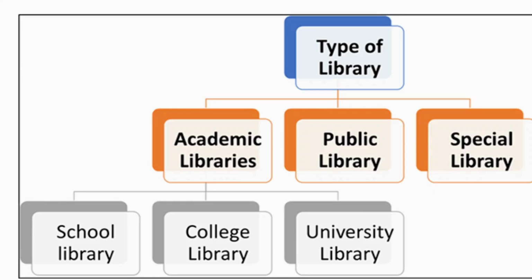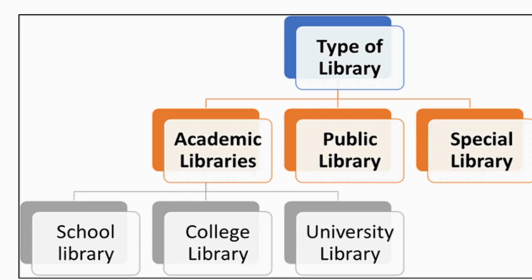Special libraries are the type of library where either a special category of material is preserved and used, or a special type of user are the members of that particular library. These are the different types of library we can generally find.